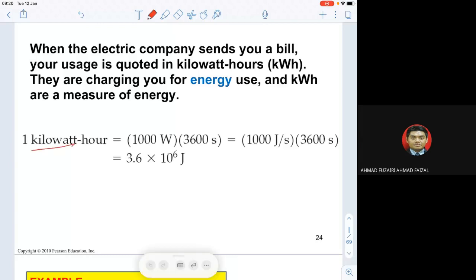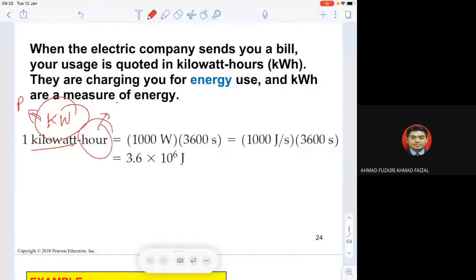Kilowatt hour: kilowatt stands for power, and hour stands for time. So PT is actually E, energy. We are measuring energy, not calculating power, because power is E per T, so E is equivalent to PT. An hour is 3600 seconds, and that will give you 1 kilowatt hour.